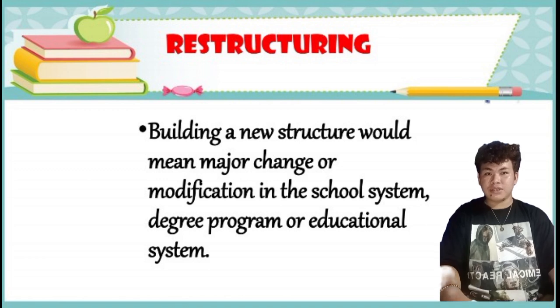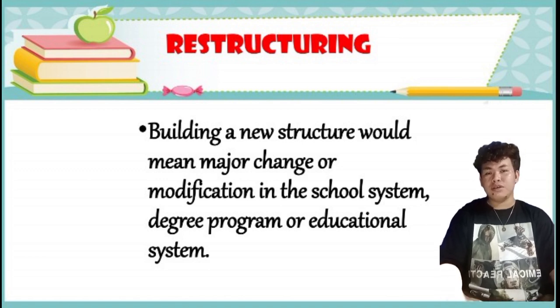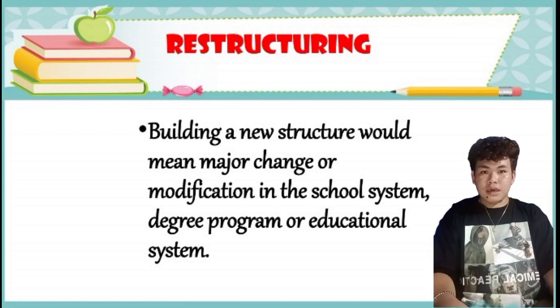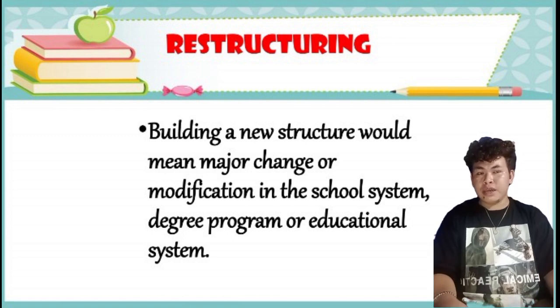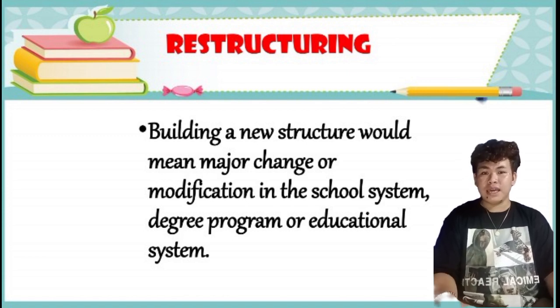Next is restructuring, which means building a new structure, a major change or modification in the school system, degree, program, or educational system. For example, a curriculum will be restructured when there is a significant involvement of parents in the child's learning instead of leaving everything to a teacher. So, using the in-school, off-school, or blended learning curriculum is an example of restructuring.